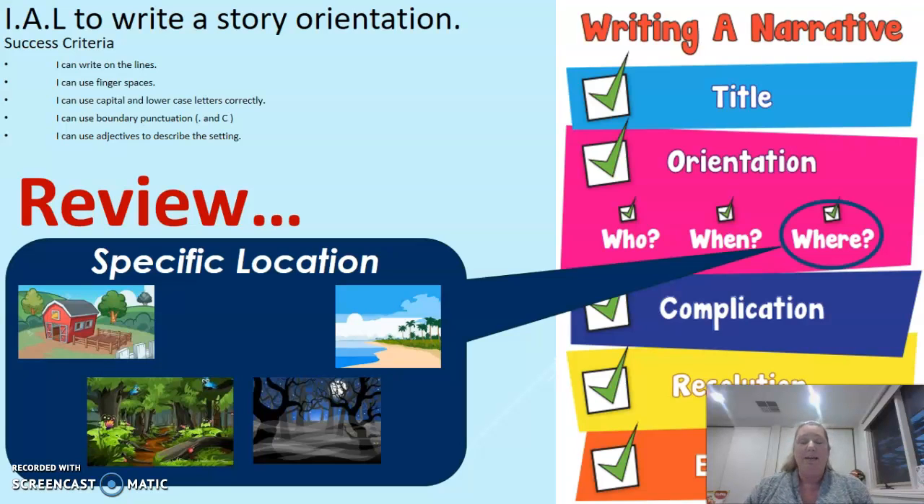There are some examples that I've put here. So you can see that there is a barn on a farm. That might be a location. You can see the beach. That could be a tropical island, perhaps a deserted island, and you got washed up on shore.